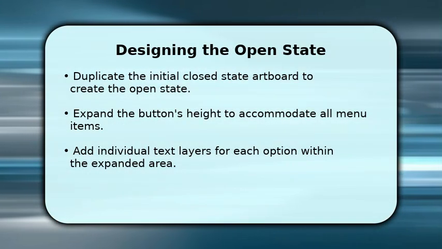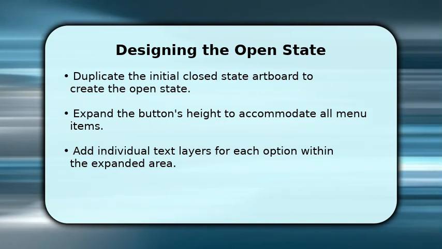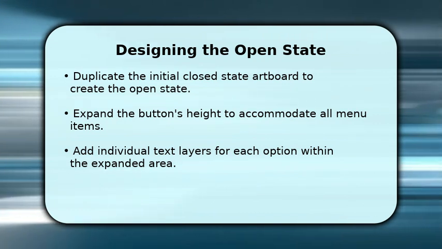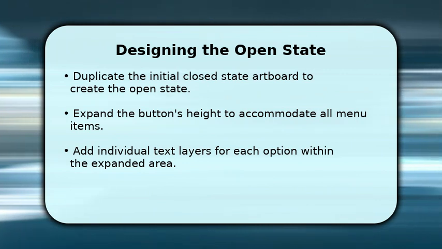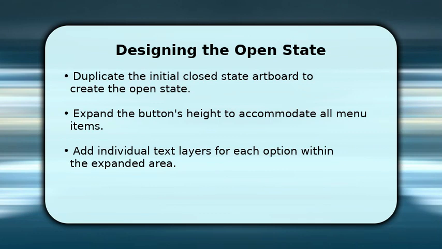Next, we'll design the open state of your drop-down. Duplicate your initial artboard to maintain consistency. Now, extend the height of your button to create space for all the menu options. Carefully add each menu item as a separate text layer within this expanded area, ensuring proper spacing and alignment for readability. This step is crucial for a clear user interface.